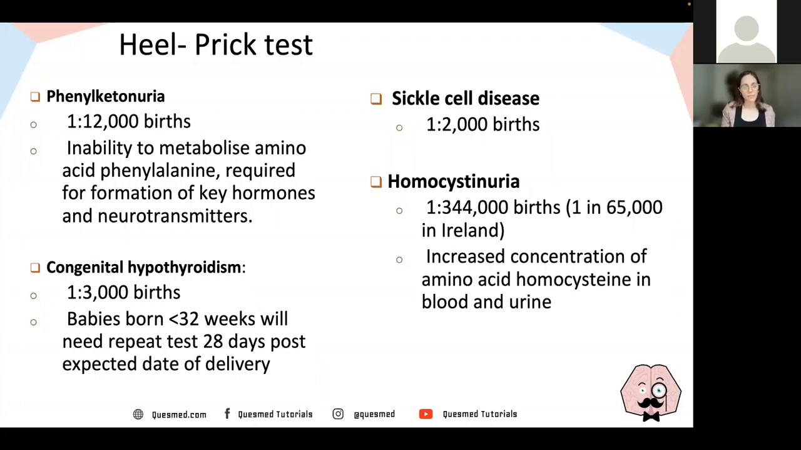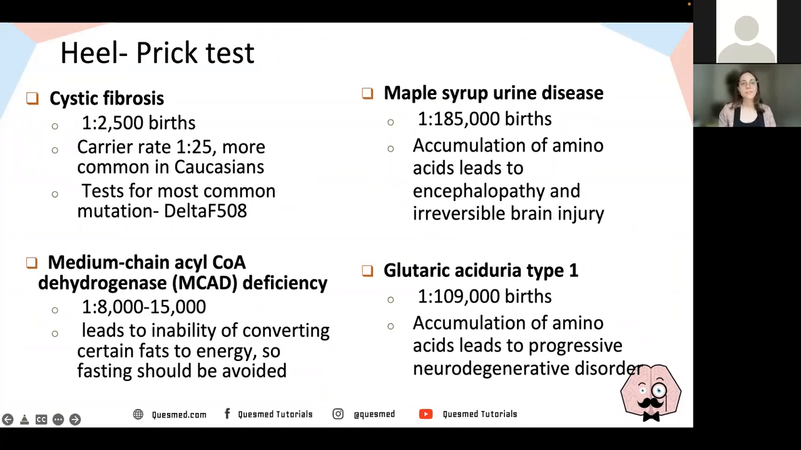I'm not going to go too much into this one because I'm sure you know what that is, but it's another one that's screened for. The other non-amino acid related, or non-metabolic, condition is cystic fibrosis. You'll be screening for it in the heel prick test, but having a negative heel prick test doesn't necessarily mean you don't have cystic fibrosis. So for any children for whom you have clinical suspicion, you want to do a sweat test later in life. But at this stage, it's a pretty good screening. It will pick up a lot of the patients.